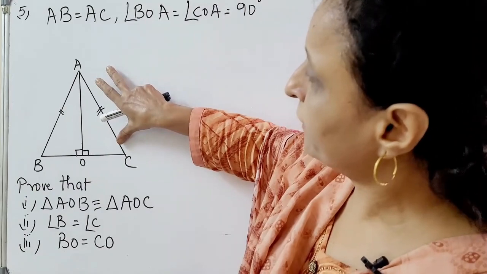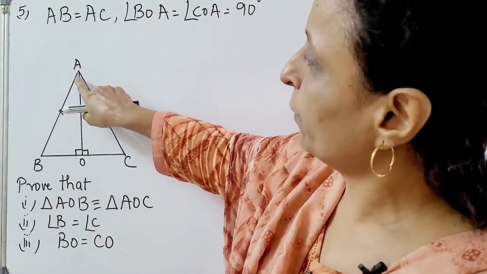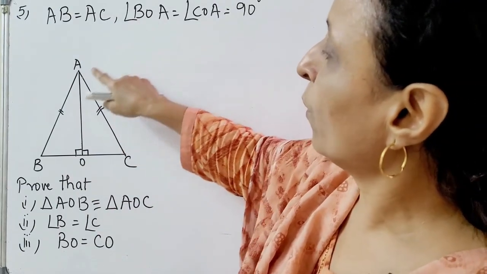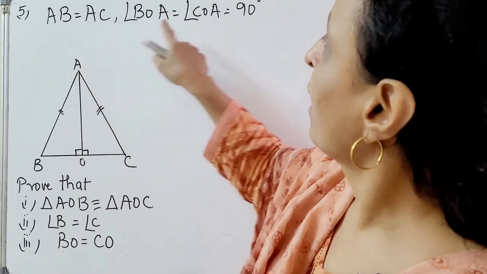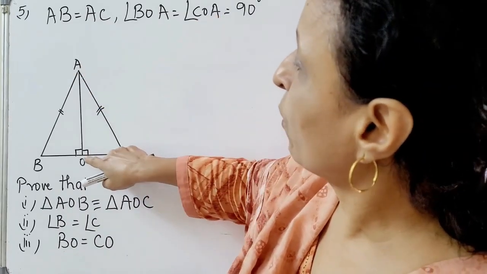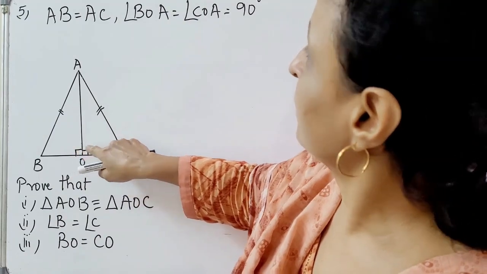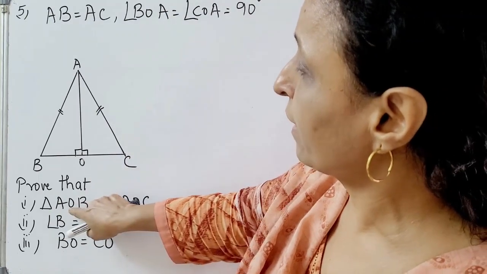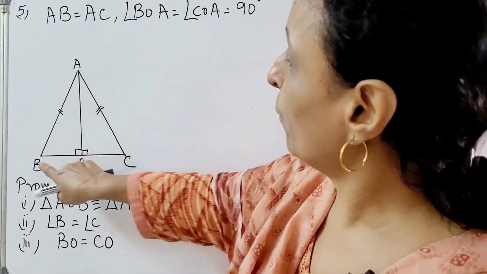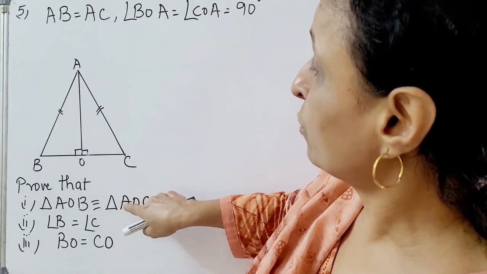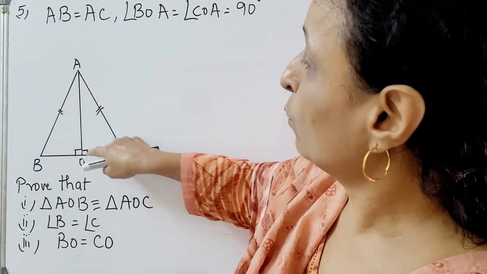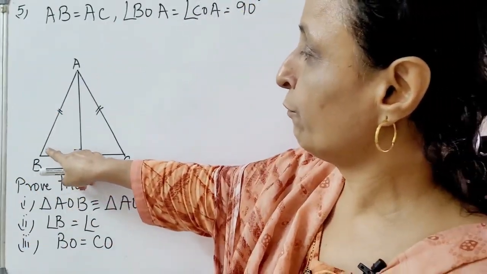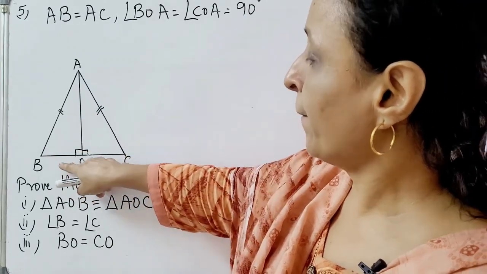Now, look at this figure. AB is equal to AC. Angle BOA and angle COA are 90 degrees. This much is given. Now, what you have to prove is that triangle AOB is congruent to triangle AOC. This triangle is equal to this triangle. Then you have to prove that angle B is equal to angle C and BO is equal to CO.